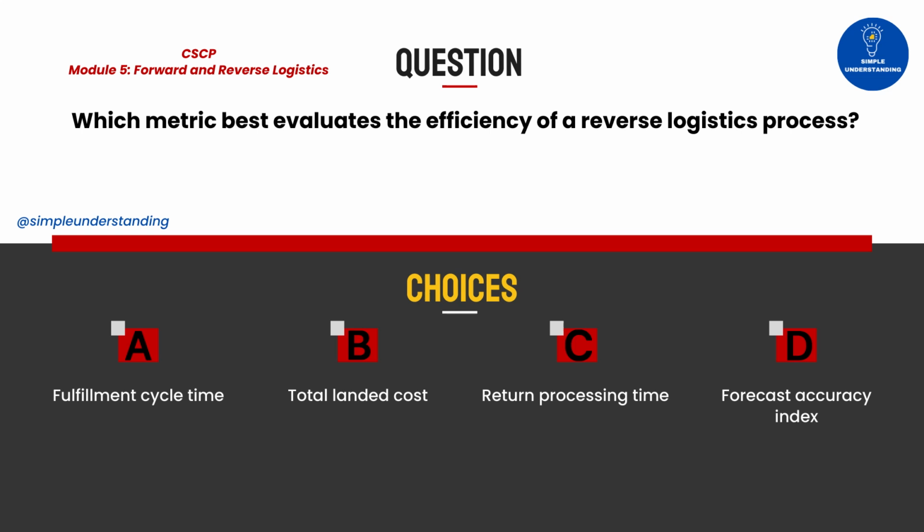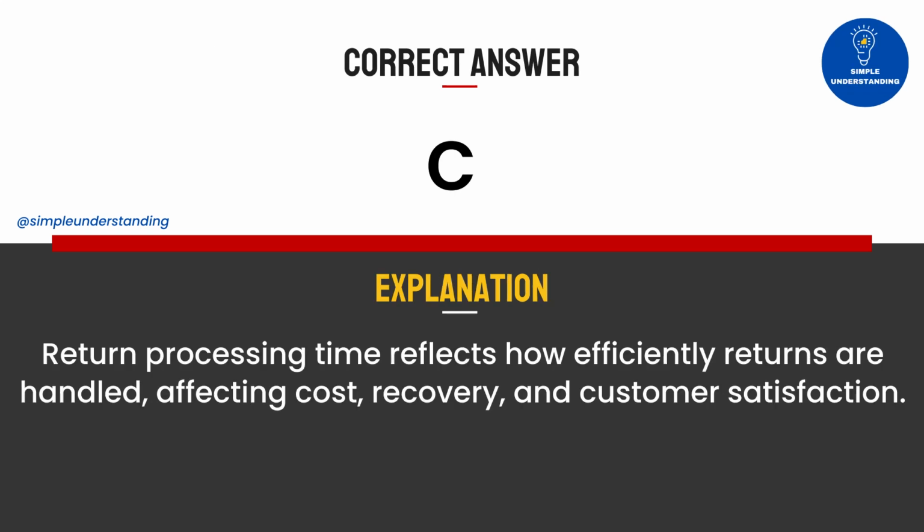15. Which metric best evaluates the efficiency of a reverse logistics process? A. Fulfillment cycle time. B. Total landed cost. C. Return processing time. D. Forecast accuracy index. Correct answer. C. Explanation. Return processing time measures how quickly return goods are inspected, sorted, and resolved, affecting recovery rates and cost.